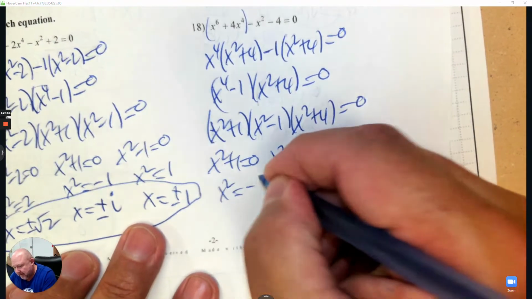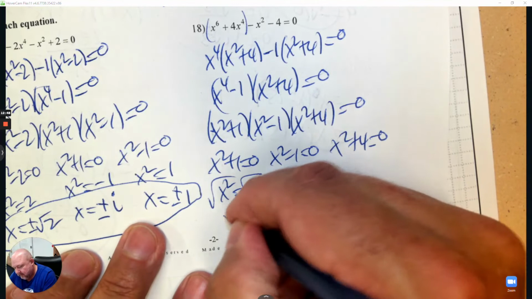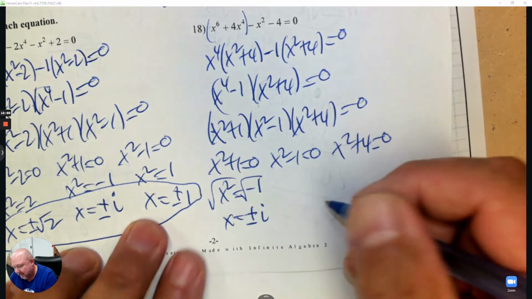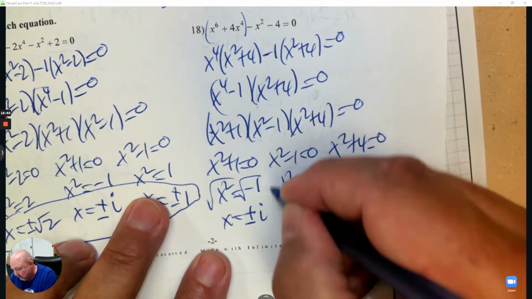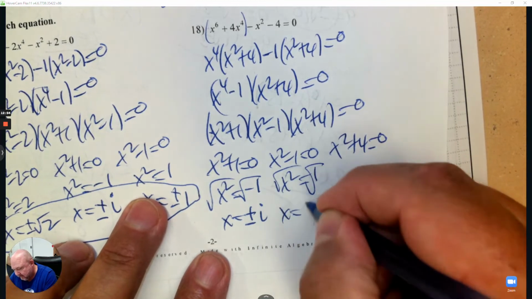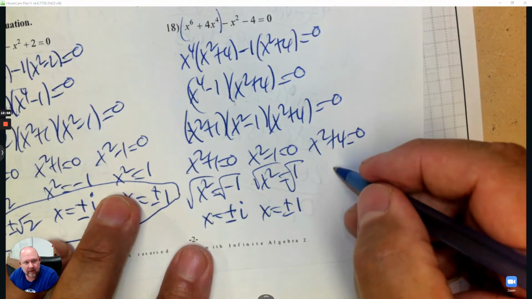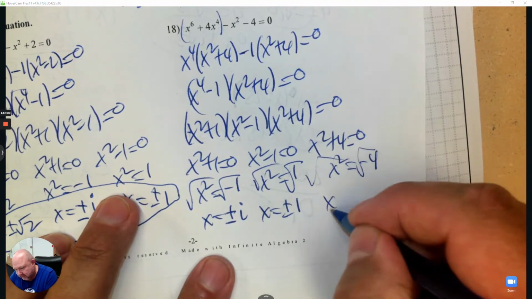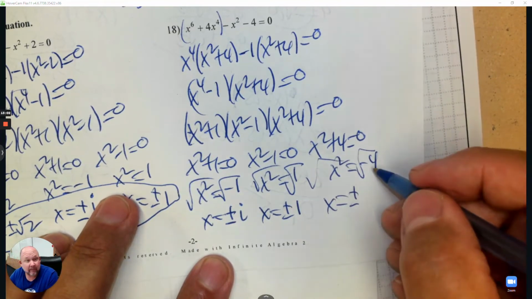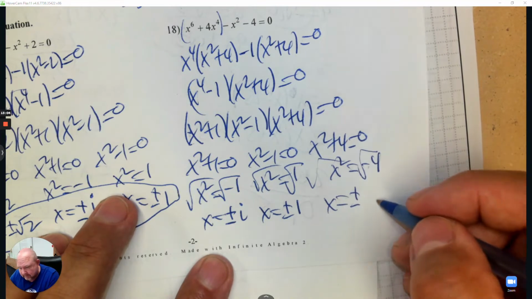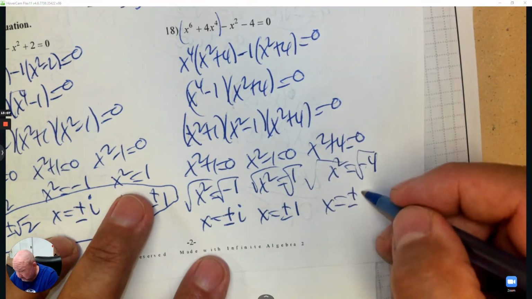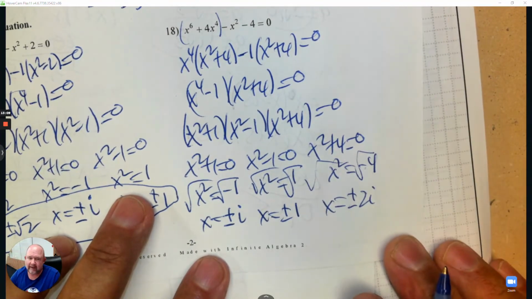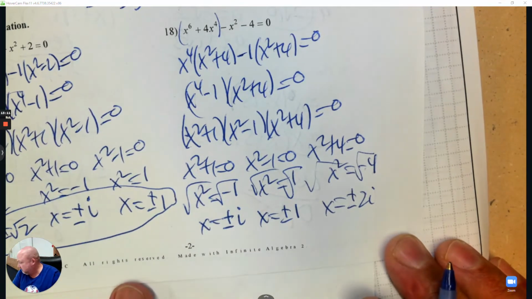So if I subtract 1 and square root, that's going to be positive and negative i. If I add 1 and square root, that's just positive and negative 1. If I subtract 4 and square root, that's positive and negative. Now, the square root of a negative number is imaginary, and the square root of 4 is 2. So put it together and it's 2i. And those are your 6 solutions.